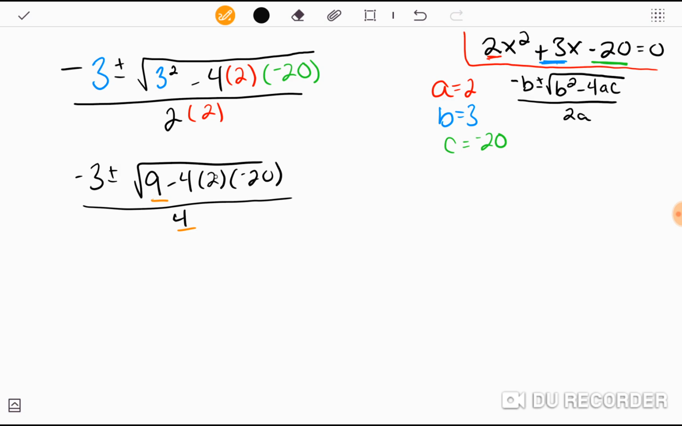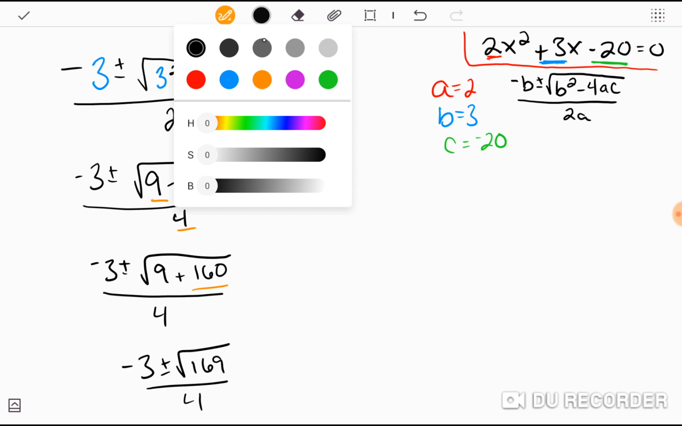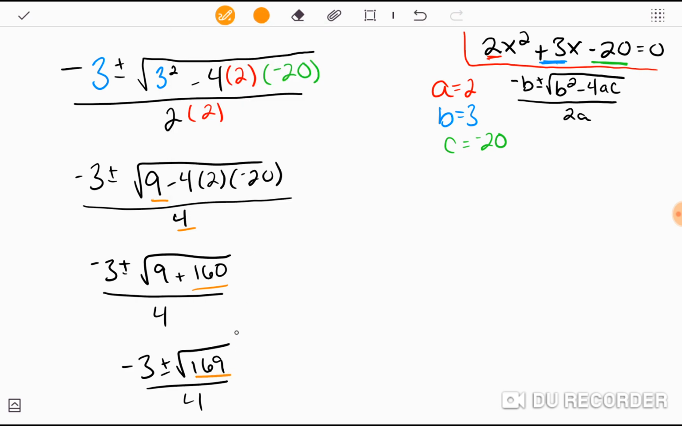Negative 4 times 2 is negative 8. Negative 8 times negative 20 is a positive 160. So we're going to have negative 3 plus or minus the square root of 9 plus 160 over 4. So our new thing here is this 160. Okay, next step, you combine the numbers inside the square root. So we'll have negative 3 plus or minus the square root of 169 over 4. So our new thing is this 169.